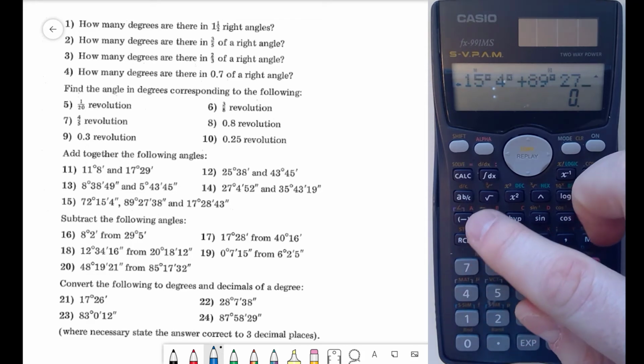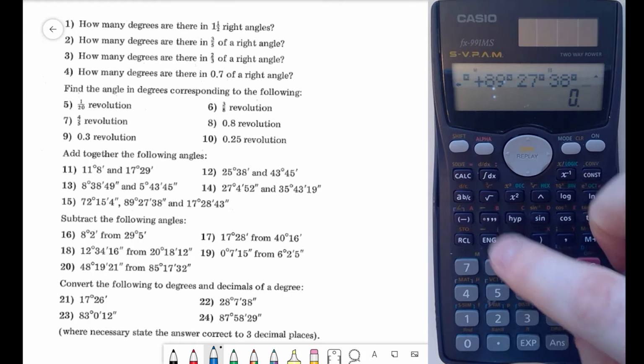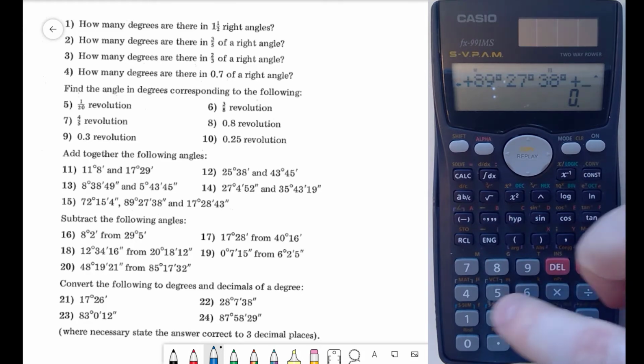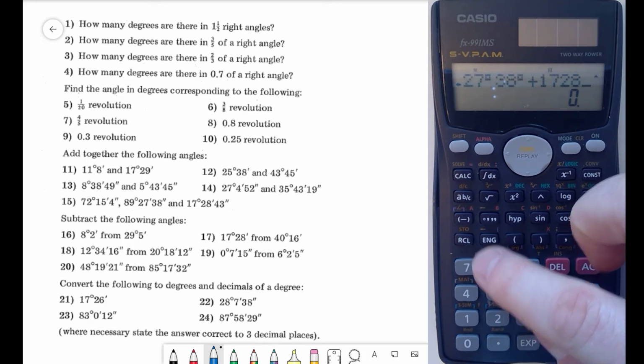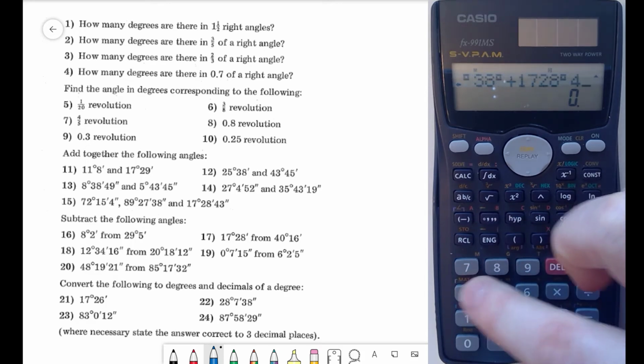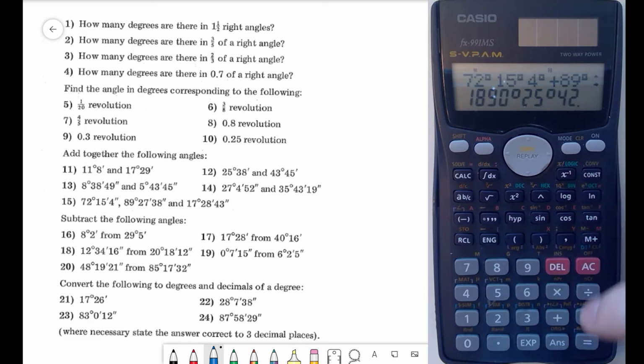27 minutes, 38 seconds, and then we're adding that again to 17 degrees, 28 minutes, and 43 seconds. And here we go. So our answer is 1890 degrees, 25 minutes and 42 seconds.